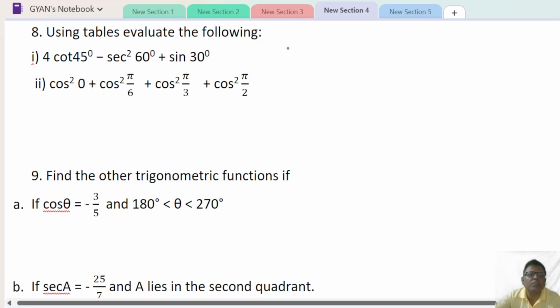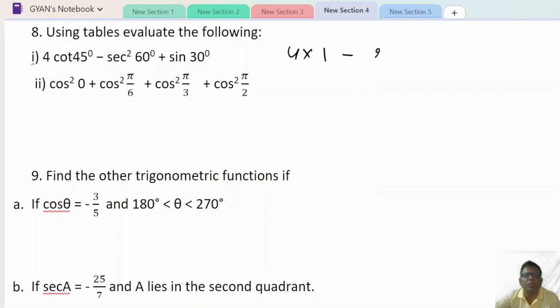Now you solve this question: 4 into cot 45 degree, cot 45 degree is 1, minus sec 60 degree. Sec is the reciprocal of cos. So cos 60 degree is 1 by 2, then sec 60 degree is 2. Then it's 2 square plus sin 30 degree, half. So 4 minus 4 plus half. 4 gets cancelled. This is half.